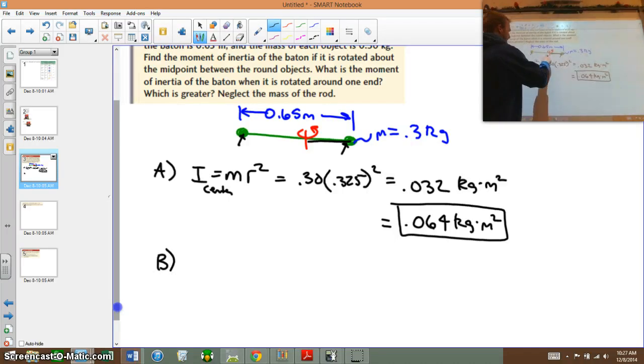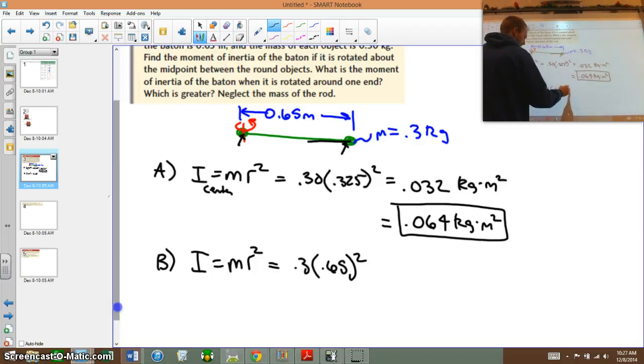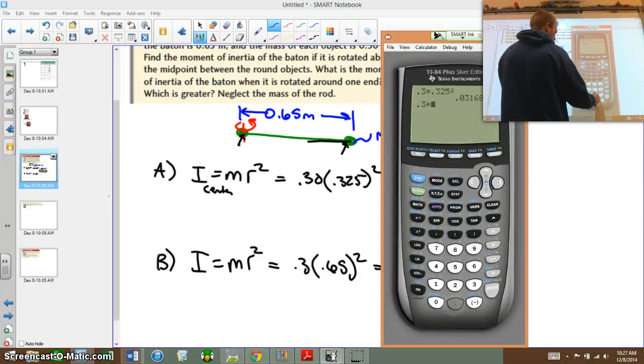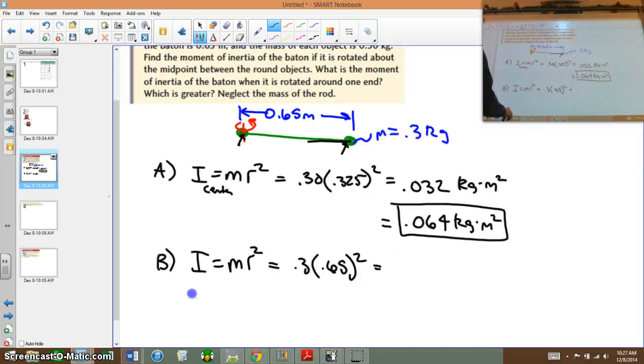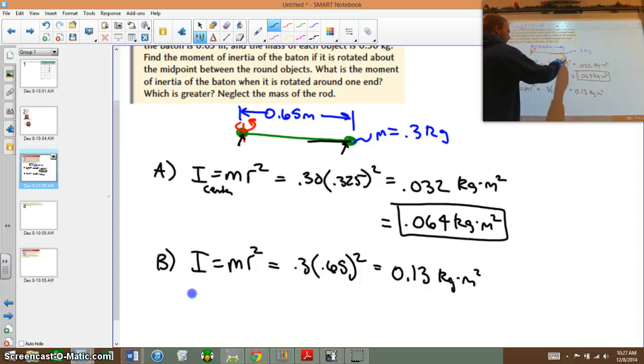What if we rotate this thing around one of the ends? We'll treat it as a point mass again. So it's going to be the exact same equation, 0.3 times the radius. Now the radius in this case is 0.65, squared. So I take 0.3 times 0.65 squared, and I get 0.13 kilogram meter squared.